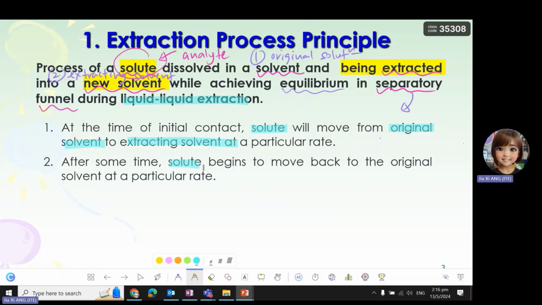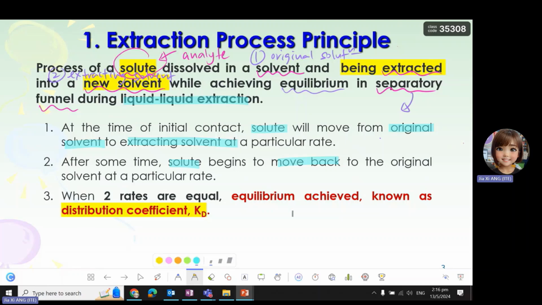And at some time, the solute may move back to the original solvent. Like what I mentioned just now, this is not a one-way reaction. The solute can travel both ways until it reaches an equilibrium. And we will term this equilibrium as a distribution coefficient, KD.